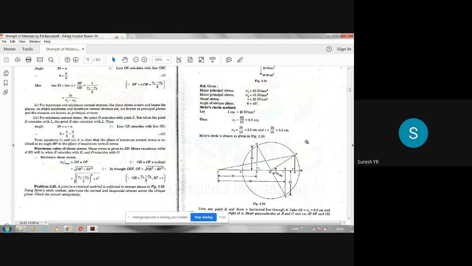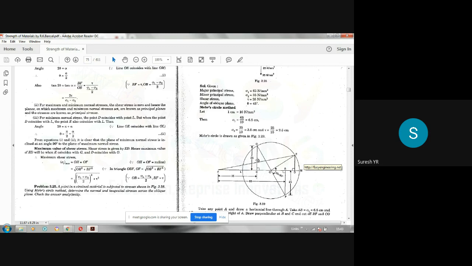Resultant stress is the square root of normal stress square plus shear stress square. All those we have done. That AE represents the resultant stress. So in this problem, I have explained how to find the major principal stress, minor principal stress, as well as the normal stress and shear stress acting on an oblique plane, making an angle theta with the vertical.